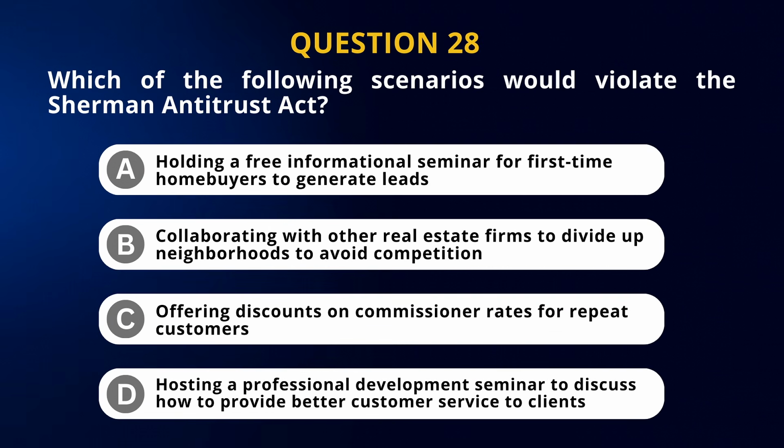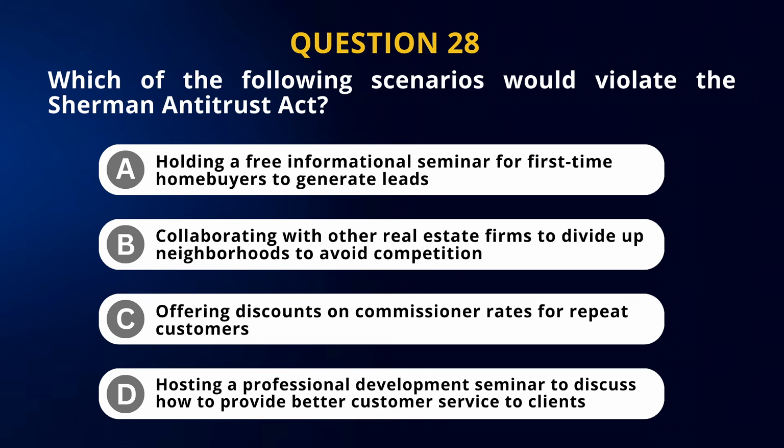Question number 28. Which of the following scenarios would violate the Sherman Antitrust Act? Letter A, holding a free informational seminar for first-time homebuyers to generate leads. Letter B, collaborating with other real estate firms to divide up neighborhoods to avoid competition. Letter C, offering discounts on commission rates for repeat customers. Letter D, hosting a professional development seminar to discuss how to provide better customer service to clients.